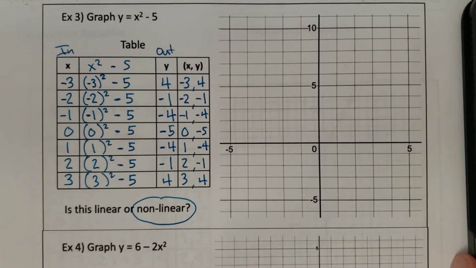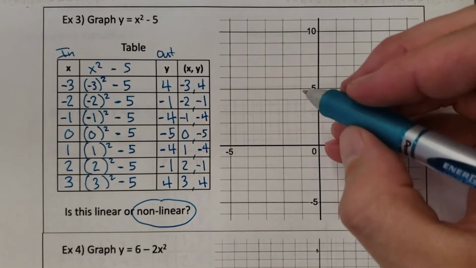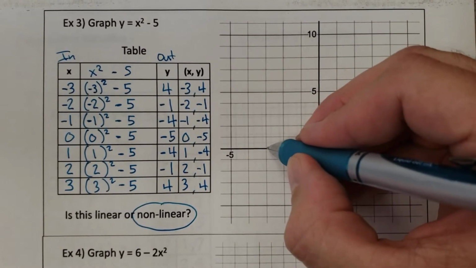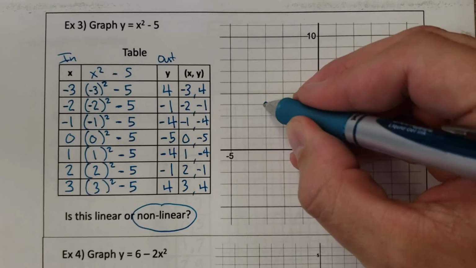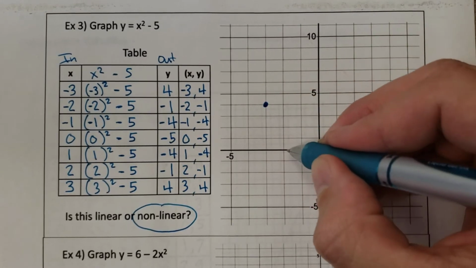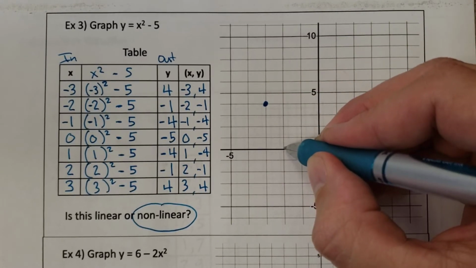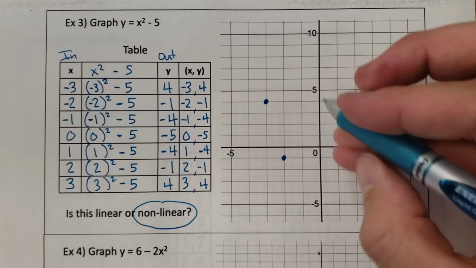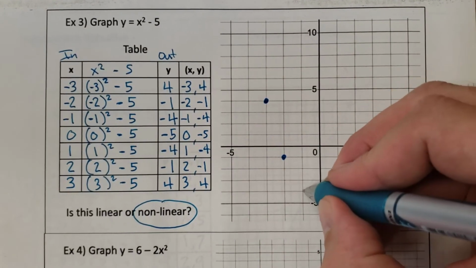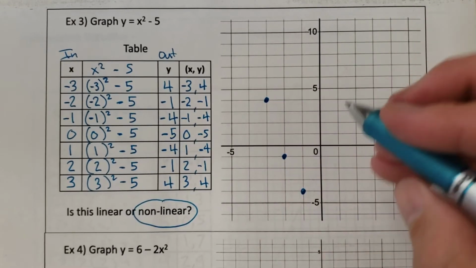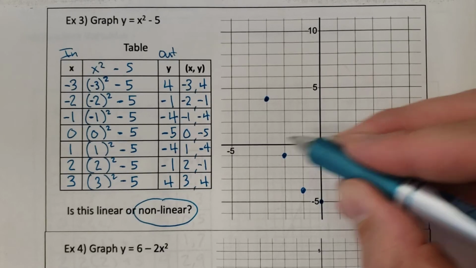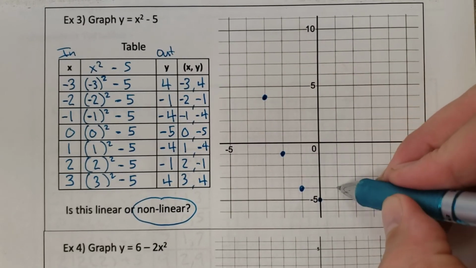All right, so we have a bunch of corner points to plot. Let's take our time and plot them carefully. -3 and 4. -3 is 3 to the left, up 4, it's going to be right there. -2 and -1 is going to be 2 to the left, down 1. Okay. -1, -4, 1 to the left, down 4. 0, -5 is going to be freeze, down 5.